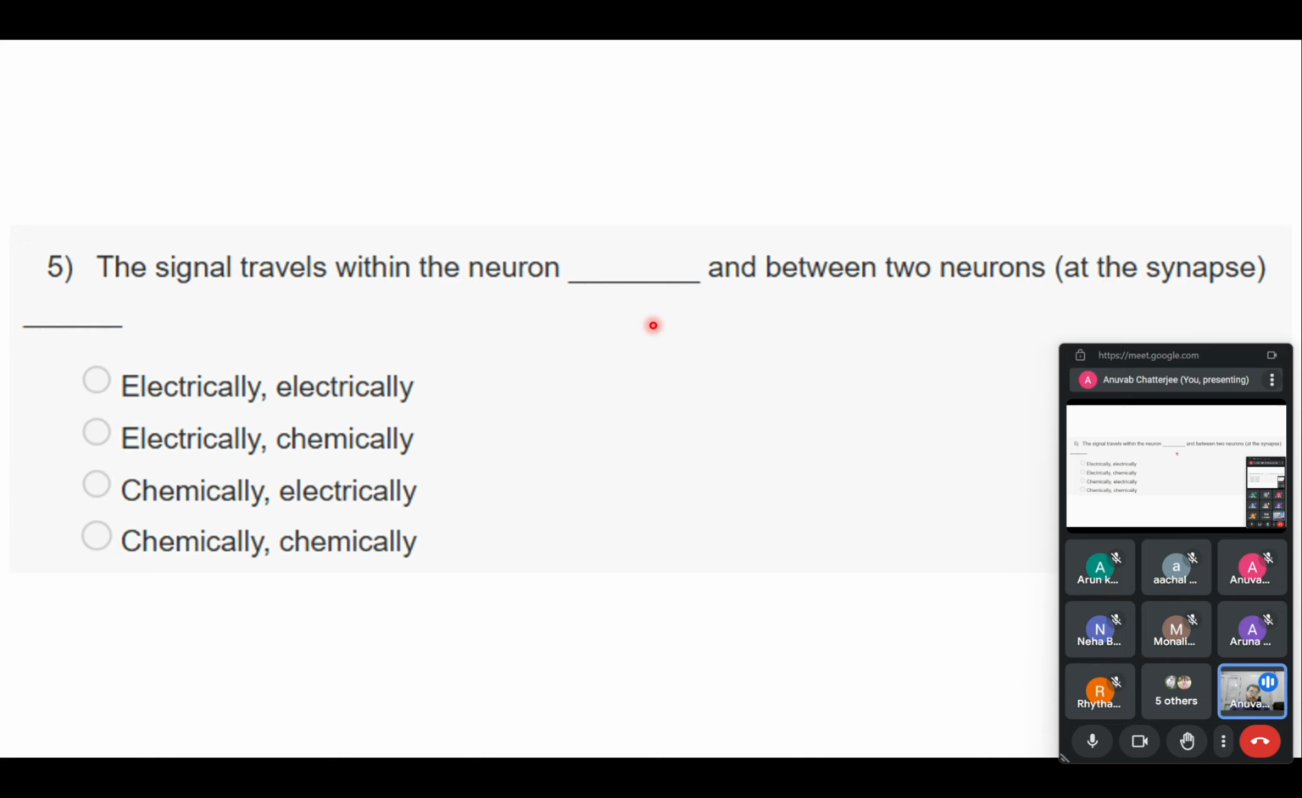So A, B, C, D, there are four options. You can put into the chat whatever you think is the correct one. Achal says it is B. Sivani also says it is B, that the signal travels within the neuron electrically and between two neurons chemically. Okay, anyone else wants to try and answer this?